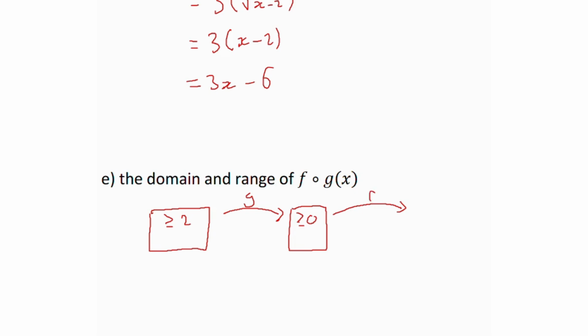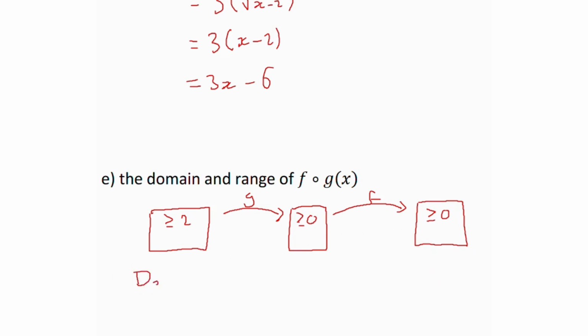Now thinking about f, which was 3x squared. What can we input into 3x squared? Well, we can input anything bigger than or equal to 0. That's absolutely fine. We don't need to restrict this any further. What would we get if it's bigger than or equal to 0? We can get anything bigger than or equal to 0 out.